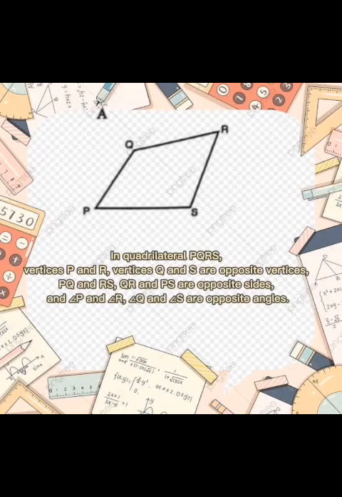In quadrilateral PQRS, vertices P and R, vertices Q and S are opposite vertices. PQ and RS, QR and PS are opposite sides. Angle P and angle R, angle Q and angle S are opposite angles.